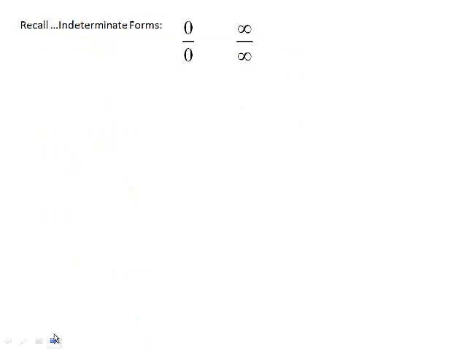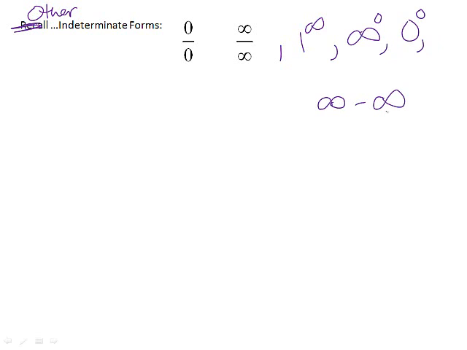So, speaking of indeterminate forms, I forgot to finish this slide. All right, so these are other indeterminate forms. Another indeterminate form that might pop up is 1 to the infinity, infinity to the 0, 0 to the 0, and infinity minus infinity.